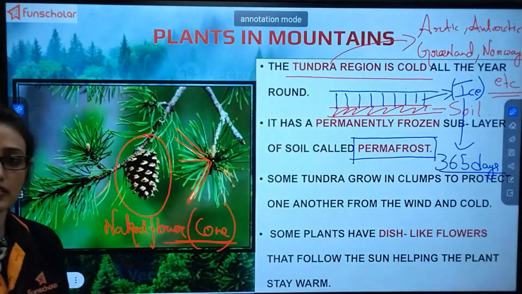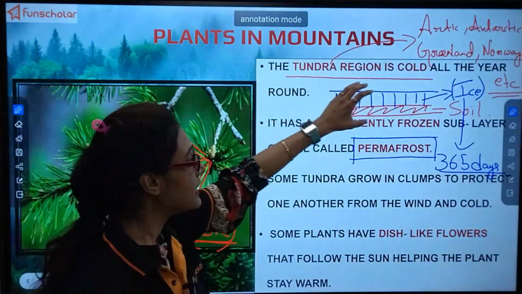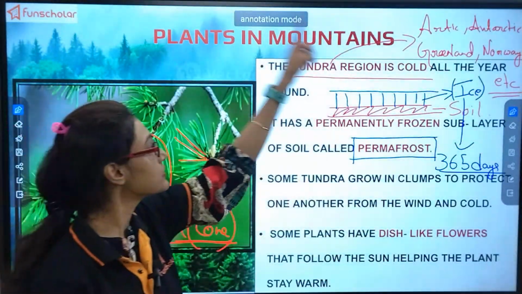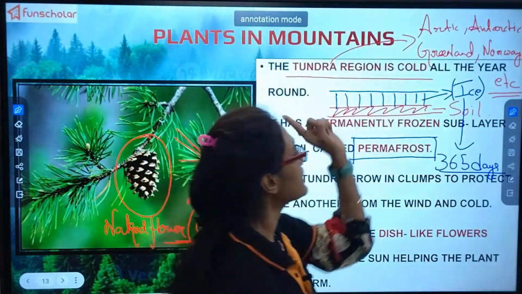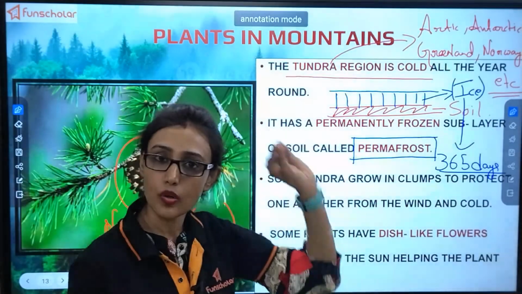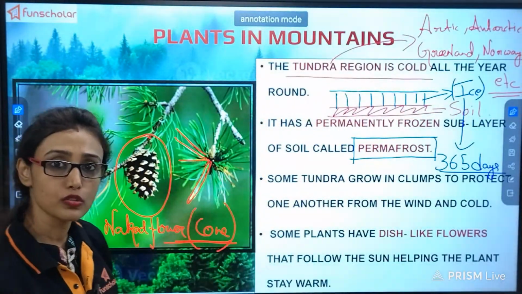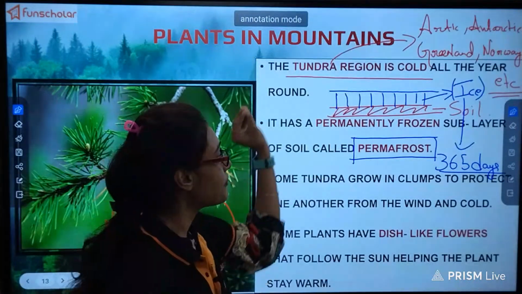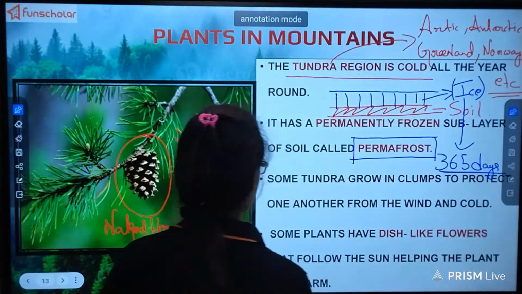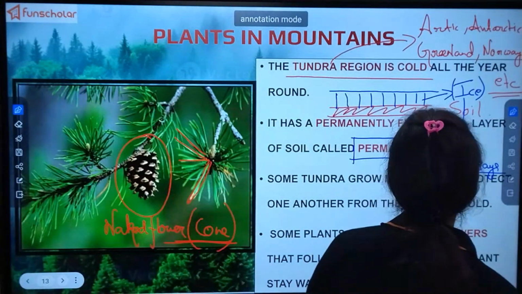And where it is found? It is formed above the soil, and it is permanently like the soil. It is being frozen throughout the year. Okay, where it is found? It is found in the tundra region: Arctic, Antarctic, Greenland, Norway, etc. So this region is cold. They are having ice both in summer as well as in winter. It is cold throughout the year. So it has a permanently frozen sublayer of soil that is known as permafrost. Some tundra grows in clumps to protect one another from wind and cold.